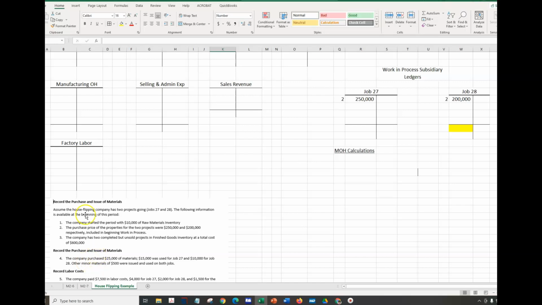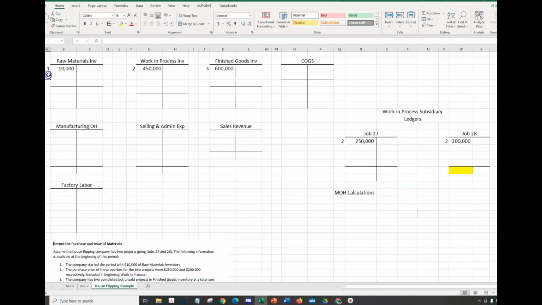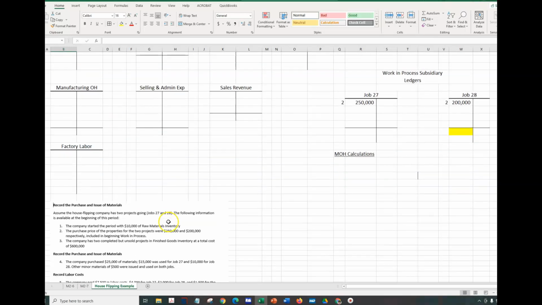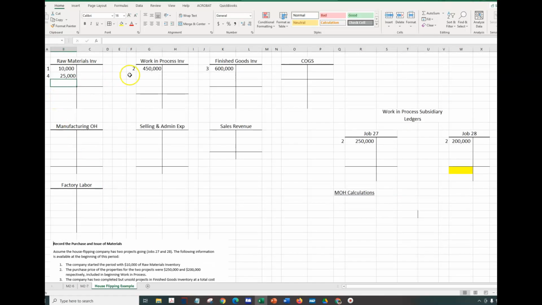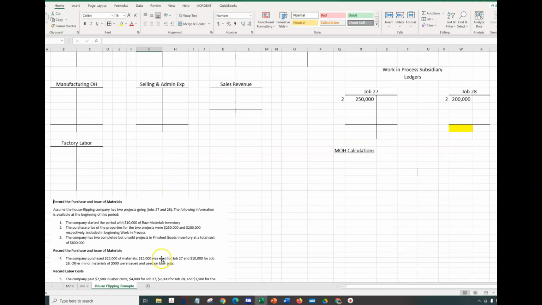The company purchased $25,000 worth of materials. This is number four. So $25,000 in inventory. They used some of the material, $15,000 for job 27 and $10,000 for job 28. Those are direct materials because we can trace them directly to those jobs. So 4, and I'm going to put 4 over here as well because it's going to come out of here and go into here. So it's a total of, let's see, how much was it?